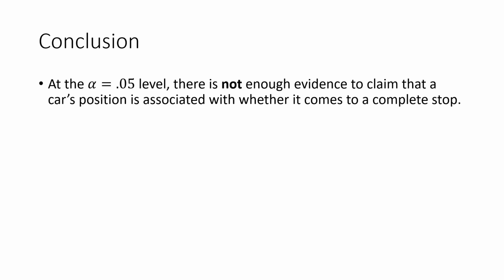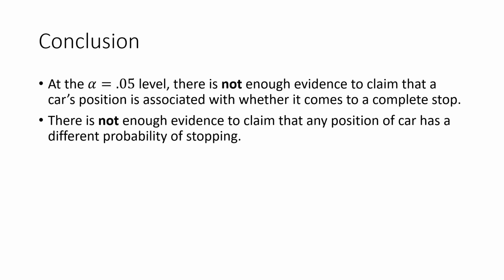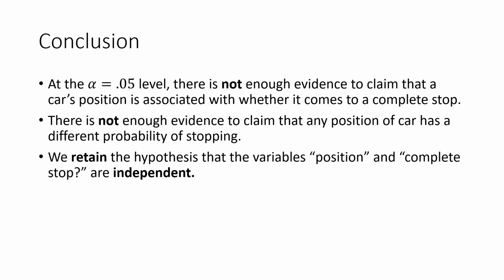If we're using a 0.05 significance level, our conclusion here could be: at the alpha equals 0.05 level, there is not enough evidence to claim that a car's position is associated with whether it comes to a complete stop. Or we could say there is not enough evidence to claim that any position of car has a different probability of stopping. Or we could say we retain the hypothesis that the variables position and complete stop could be independent.